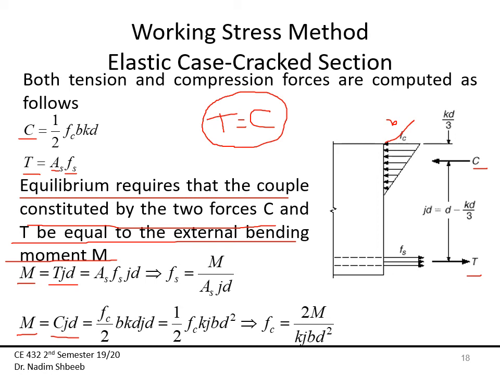By using these different definitions, I can find the stress in steel and the stress in concrete. Fs is simply the moment divided by the area of steel times JD. The compressive stress is equal to 2M divided by K J B D squared. You don't have to memorize any of that. Usually it will be provided to you through a sheet anyway.